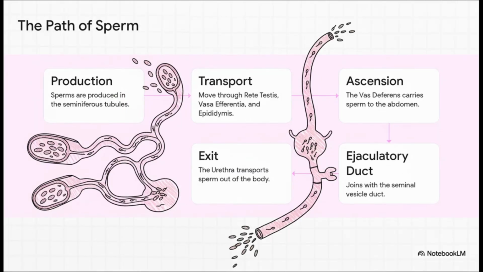So once the sperm are produced, they don't just sit around, they go on a pretty remarkable journey. Let's trace their path. They start in the seminiferous tubules, then move into a network called the rete testis. From there, they flow through the vasa efferentia and into the epididymis. Think of the epididymis like a boot camp, where the sperm mature and are stored. When the time is right, they travel up a long tube called the vas deferens, all the way into the abdomen. This tube then joins up with a duct from the seminal vesicle to form the ejaculatory duct, before finally emptying into the urethra, which is the final pathway out of the body.